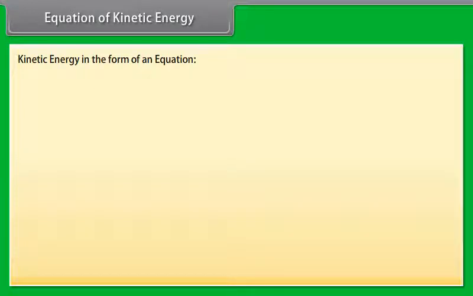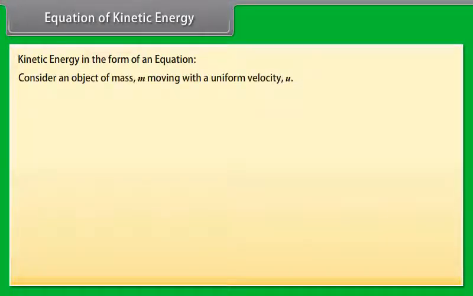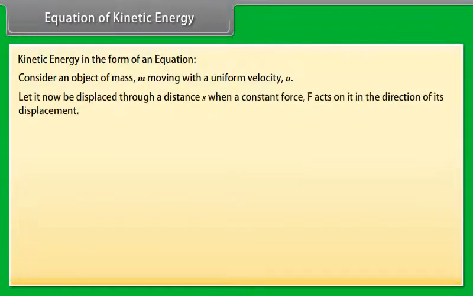Equation of kinetic energy. Let us now express the kinetic energy of an object in the form of an equation. Consider an object of mass m moving with a uniform velocity u. Let it now be displaced through a distance s when a constant force F acts on it in the direction of its displacement. We know that the work done W is Fs.